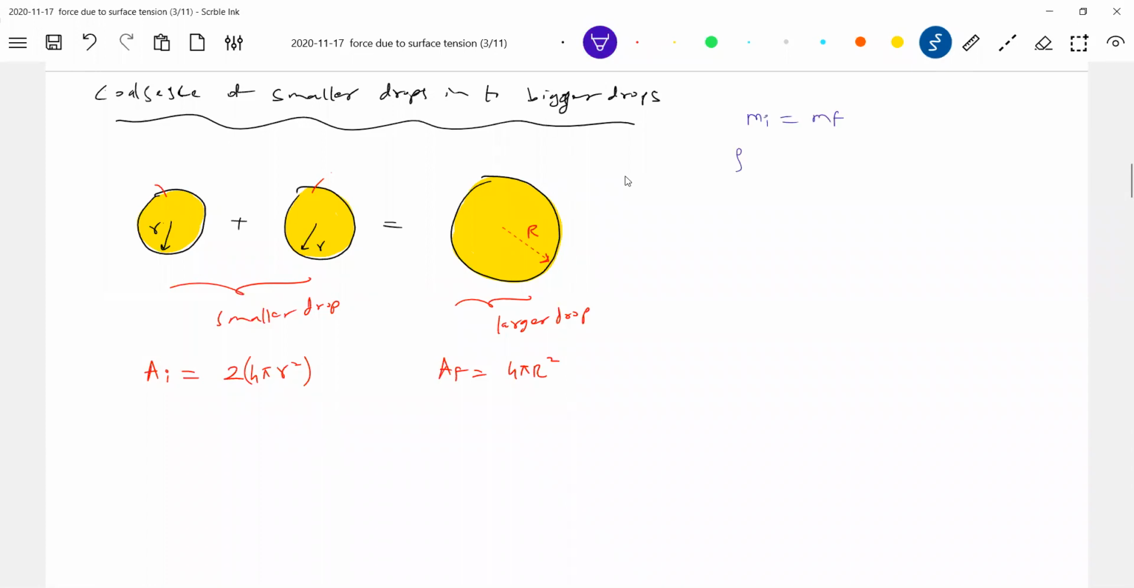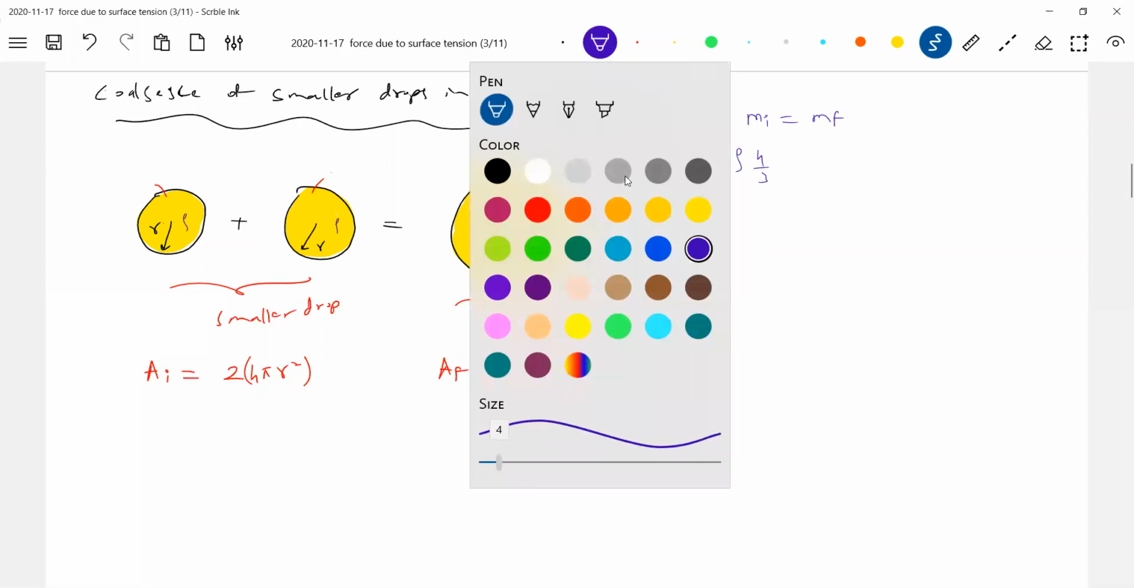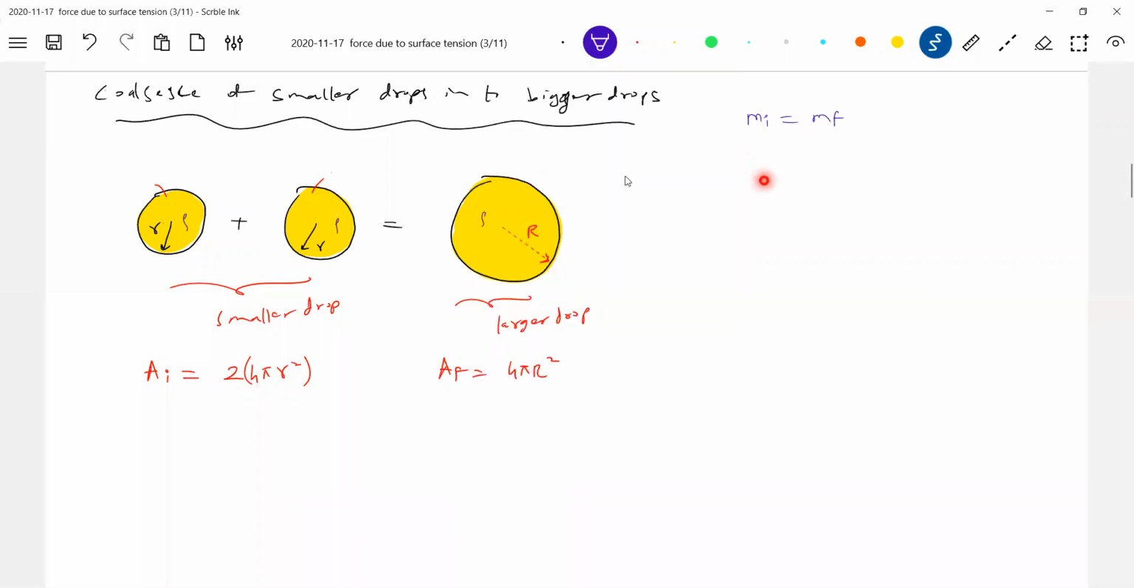What is the initial mass? Density of liquid, rho, into 2 into 4 by 3 pi r cube. Final mass, rho into 4 by 3 pi R cube. So therefore, 2r cube equals R cube, so R equals 2 to the power of 1 by 3 into r. This will be the radius of the bigger drop. When they coalesce, is energy released, or what do we have to call it?